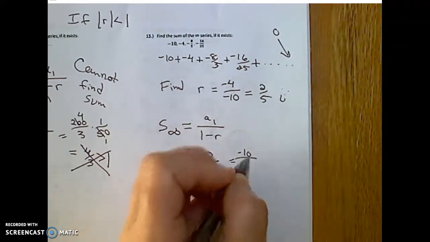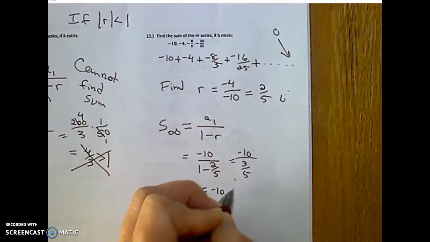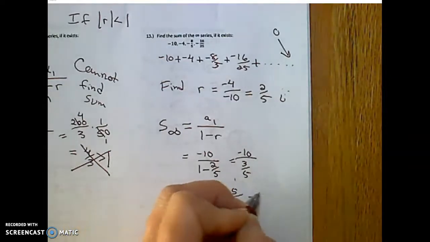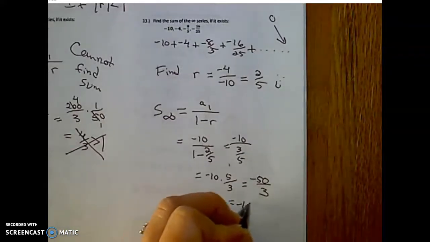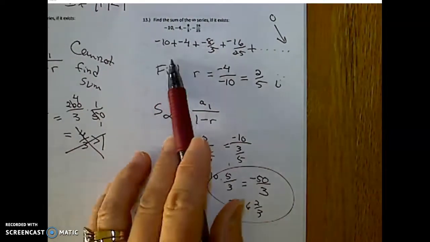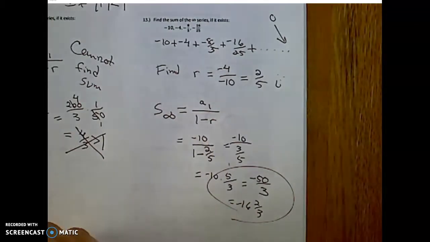-10 over, what is that? 5/5 minus 2/5, which is 3/5. -10 times the reciprocal of the denominator, and I get a sum of -50/3. Or if you like, -16 2/3. So if I keep adding all those terms of that geometric sequence for the rest of my life, we eventually just level out and get a sum of -16 2/3.